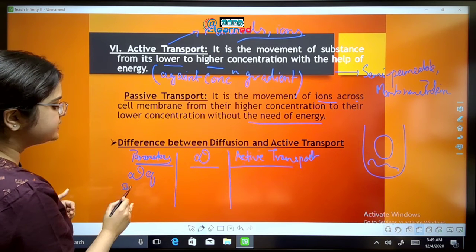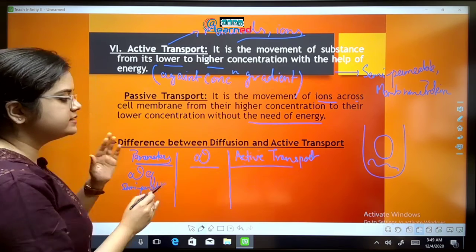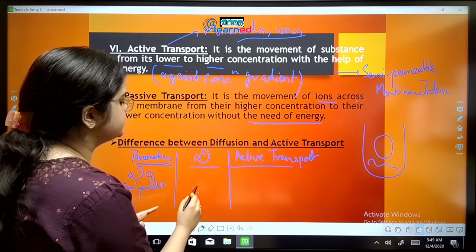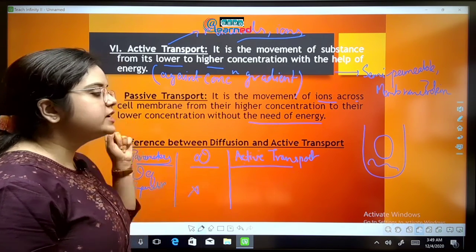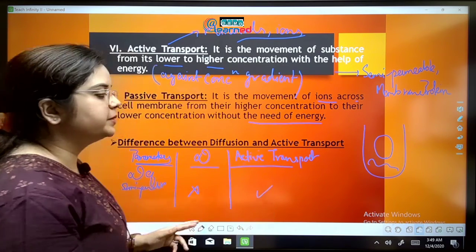So if you write semi-permeable membrane here, what will you say? That diffusion needs or doesn't need? It does not need a semi-permeable membrane. Again I am putting a cross, you will write it in your words. Active transport, it needs a semi-permeable membrane.